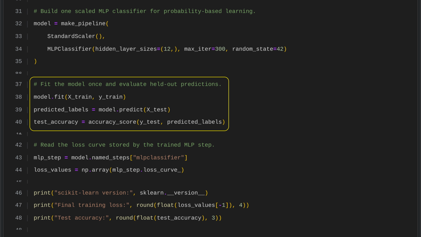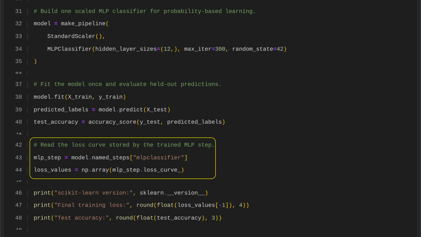The model is first trained on labeled training data, adjusting its parameters to reduce classification error. It then predicts labels for unseen test data, and those predictions are compared with the true labels. The resulting test accuracy shows how well the model generalizes to new data.